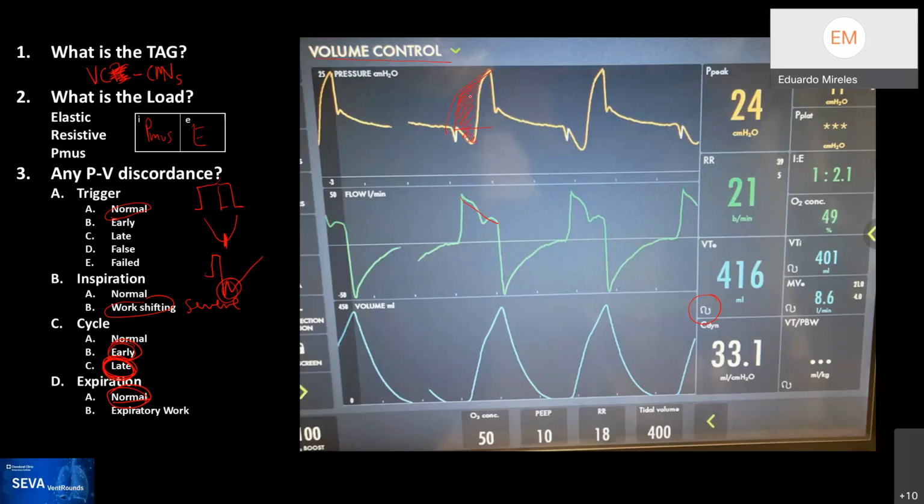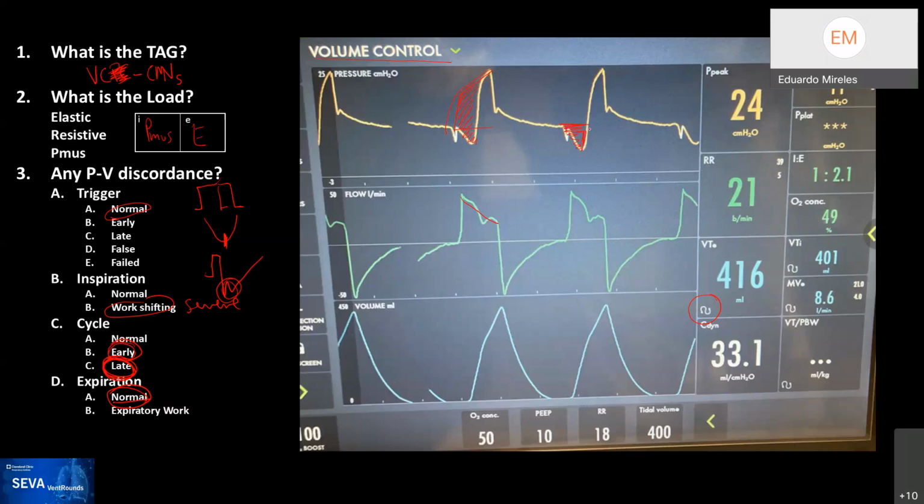So it could be that it's just a deep effort, or it could be that the patient is actually actively exhaling and then he exhales out. But I think that this is late with a normal expiration, and this is all work shifting, as you very well read.